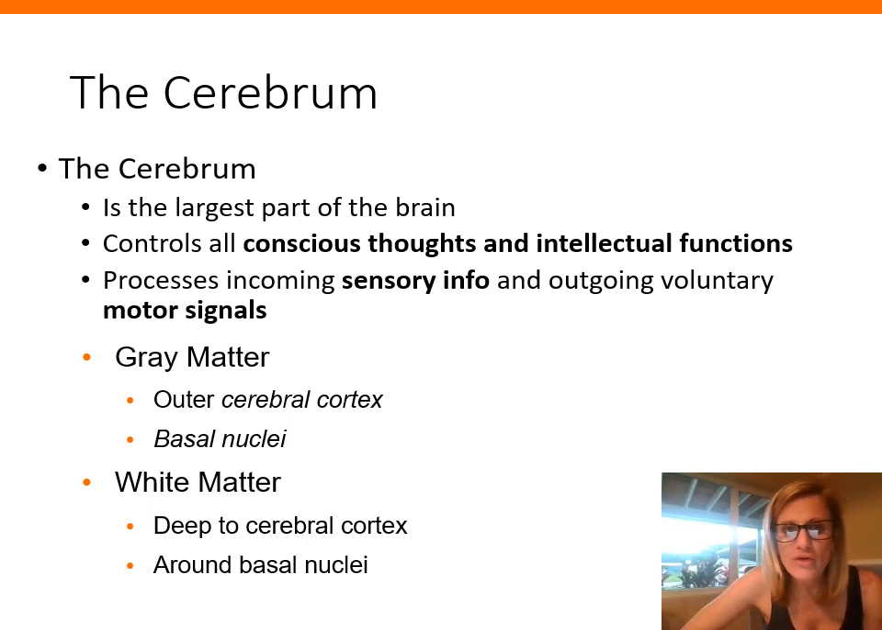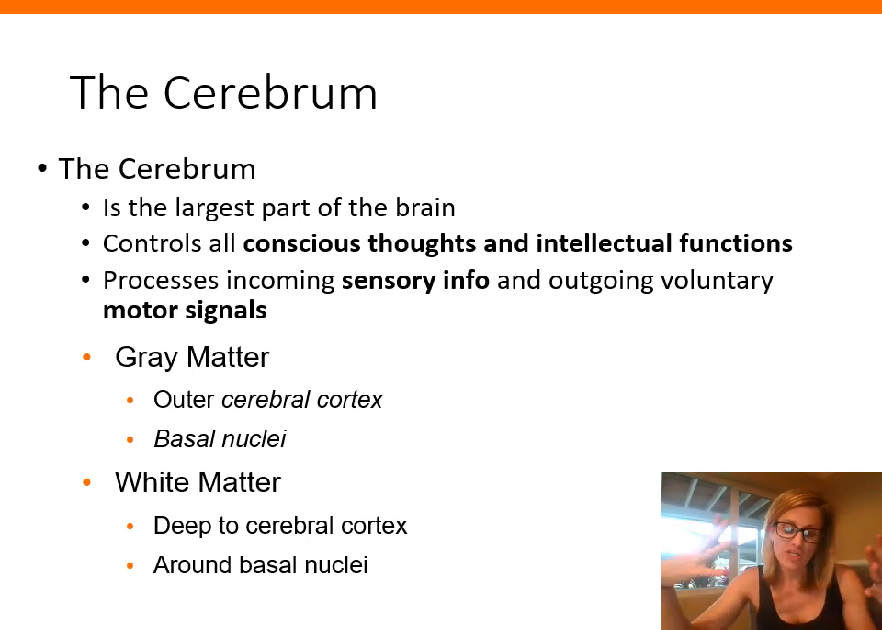Okay, so now we'll move on to the greater cerebrum, or the whole cerebrum in general. The cerebrum is the largest part of the brain, and it has various different high-level functions. It controls all conscious thought and intellectual functions. So all of the things that really make us human, that separate us from other animals, are up here in the cerebrum. It processes all incoming sensory information.